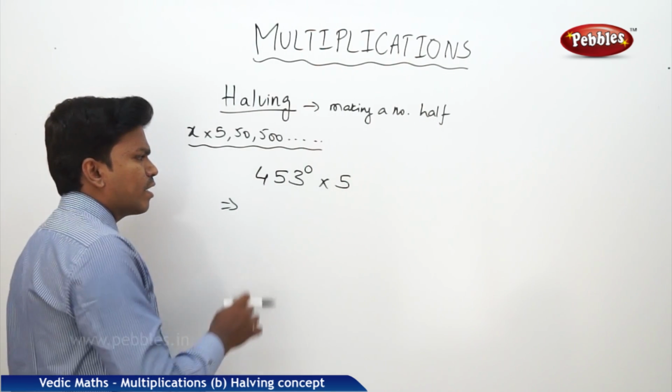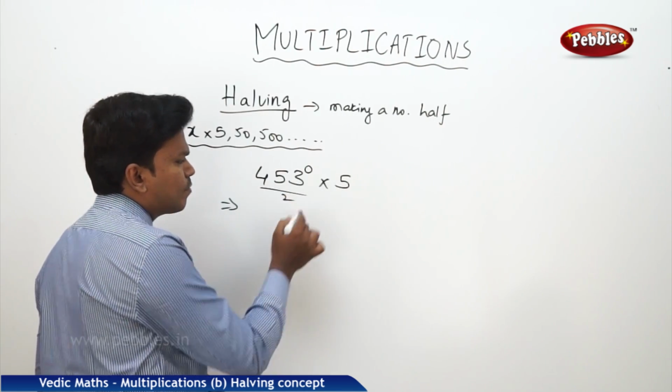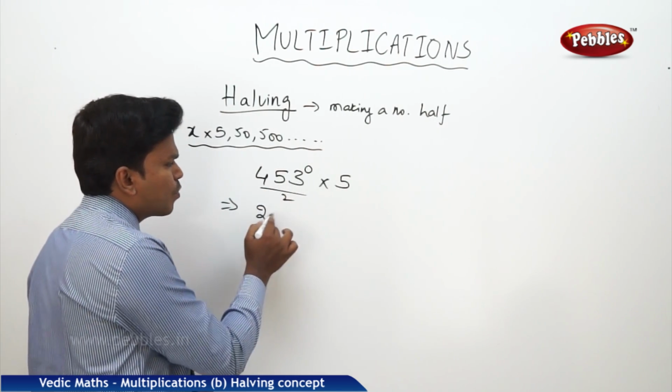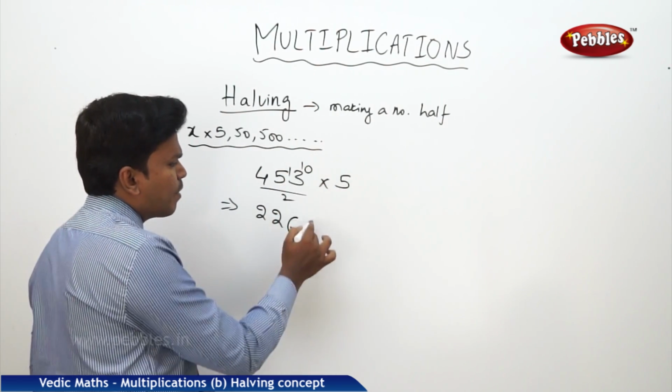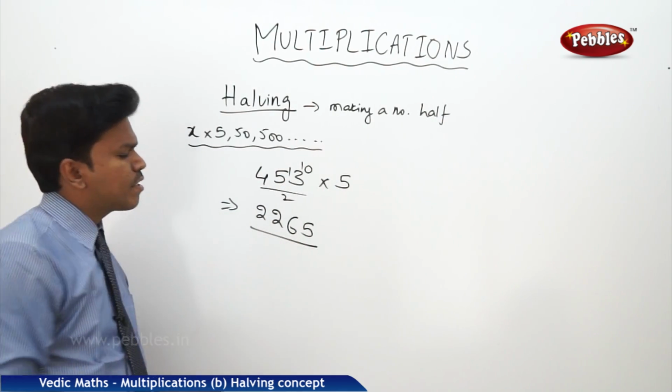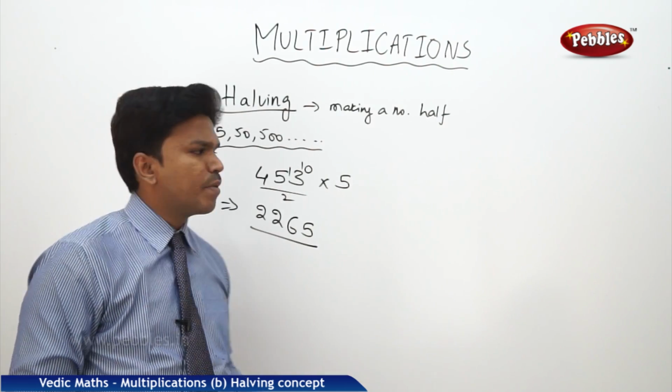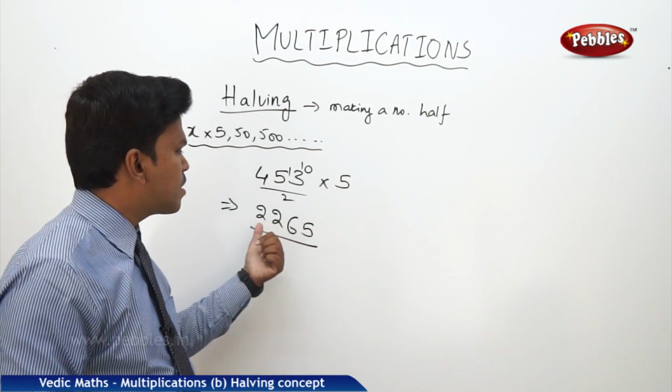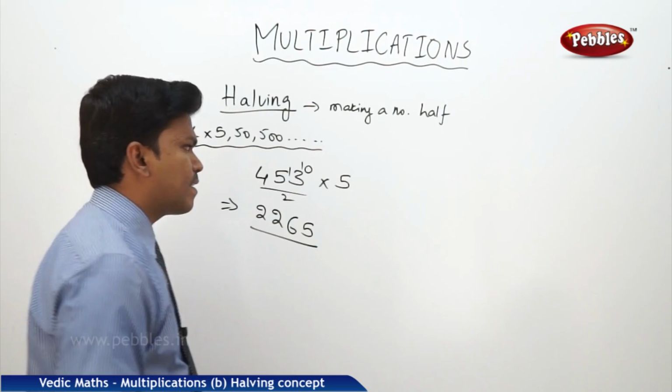After putting a 0 at the end, you just make it a half. How much will you get? So 2 2s, 2 6, 1 remainder, 2 5s. So the answer is 2265. That means 453 into 5 is how much? 2265. One more example.